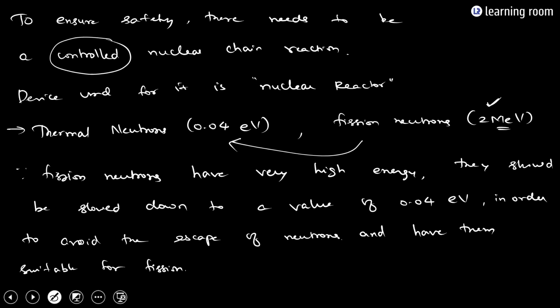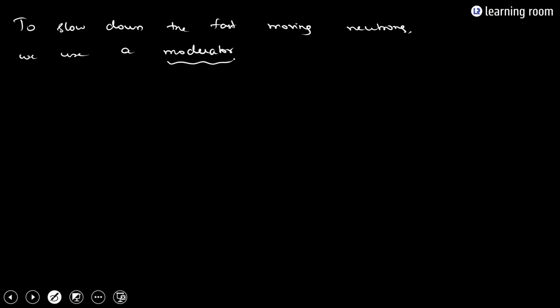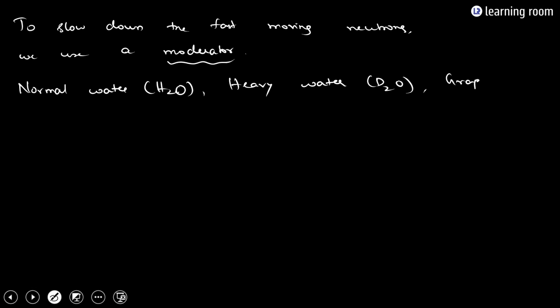So the question is, what material can be used inside a reactor for this kind of process to happen? To slow down these fast moving neutrons, what are we supposed to do? We use a moderator. Normal water, that is H2O, heavy water, D2O, graphite, and beryllium are good moderators.